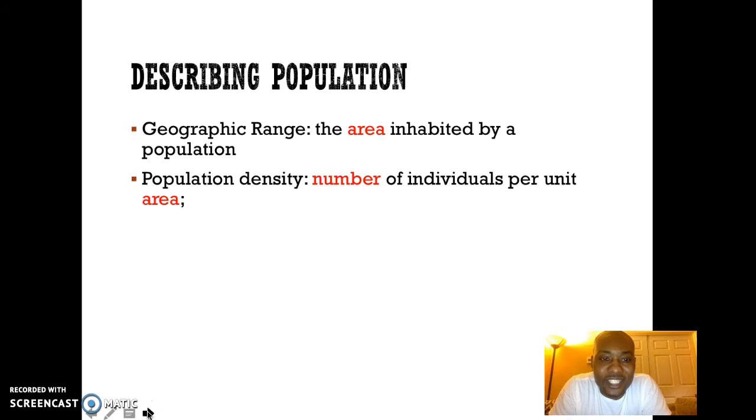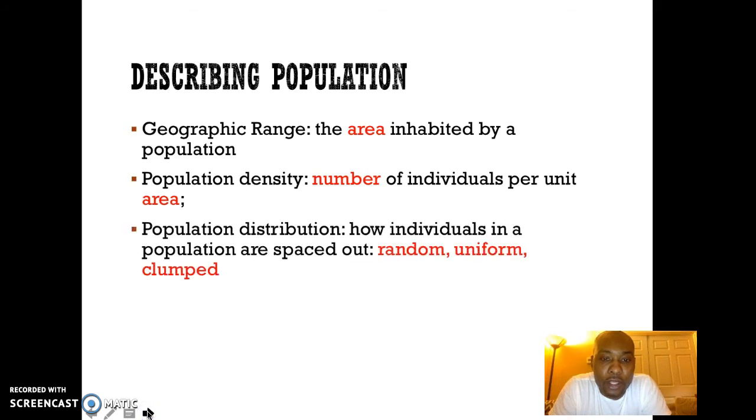Another term is population density, and that refers to the number of individuals per unit area. So how many organisms are living in a particular area. The other term is population distribution, and this refers to how individuals in a population are spaced out. And there are some terms used to describe the population distribution. These terms include random, uniform, and clumped.